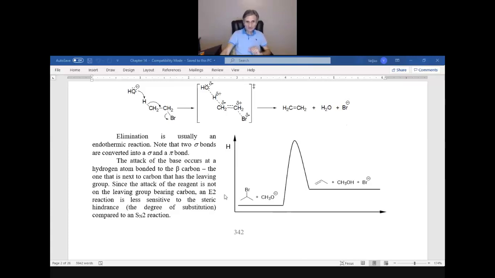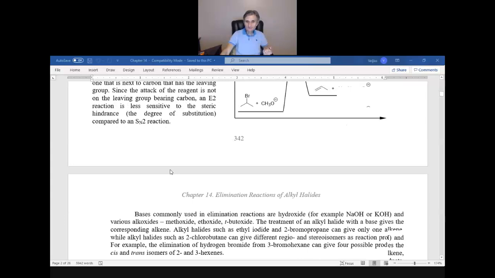There is another important feature of this reaction, and that's that base reagent attacks hydrogen on beta carbon next to carbon that is attached to leaving group. So degree of substitution is actually not very important because electron pair is related to hydrogen on the neighboring carbon. It's not nucleophilic addition. It's attack on hydrogen on the neighboring carbon. So degree of substitution does not matter.